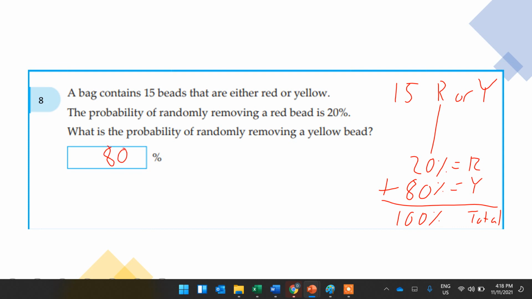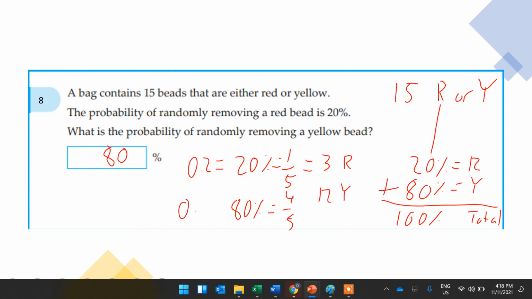Just to put numbers to it as well, 20%, hopefully we know, equals 1/5. Also equals 0.2 as a decimal. And therefore a fifth of 15 means 3 beads. 15 divided by 5 is 3. So 3 beads are red. That means 12 are yellow. And that's our 80%. And that's our 4/5.